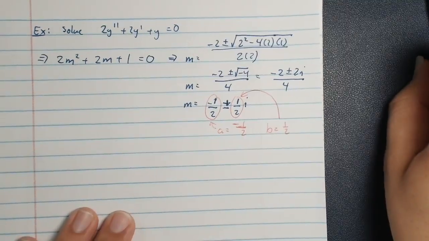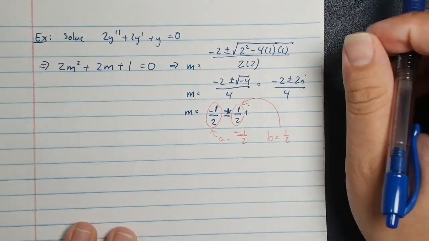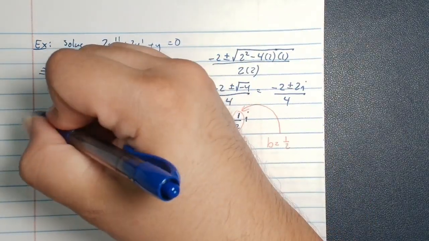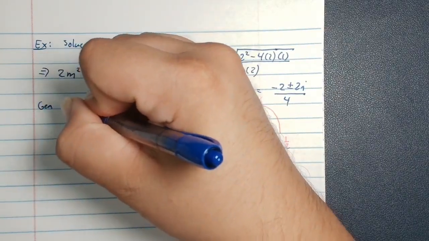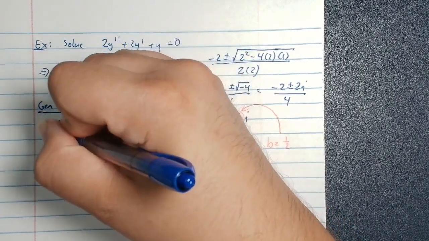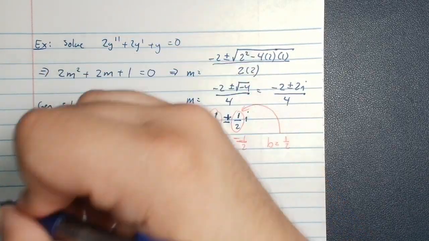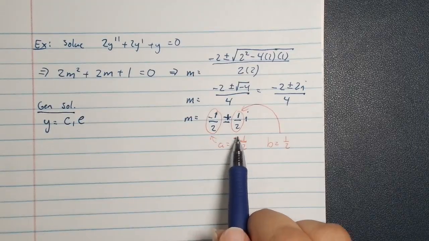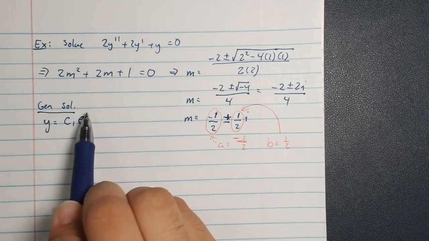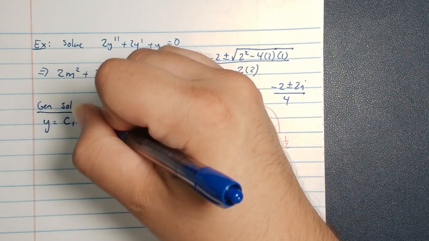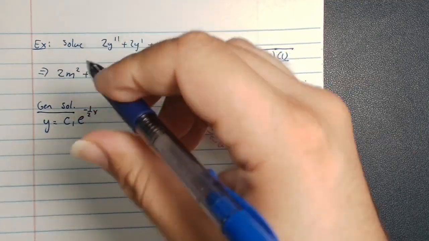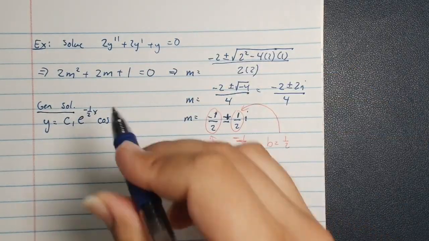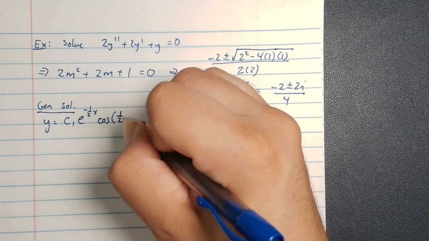All right, and now we're done. We can plug everything in. I'm going to get my general solution. That's going to be y equals C1 times e to the, now use your real part as the coefficient of the x in the exponent. So that's going to be minus half x, cosine of, now use the imaginary part as the coefficient in the trig function. So that's going to be 1 half x.